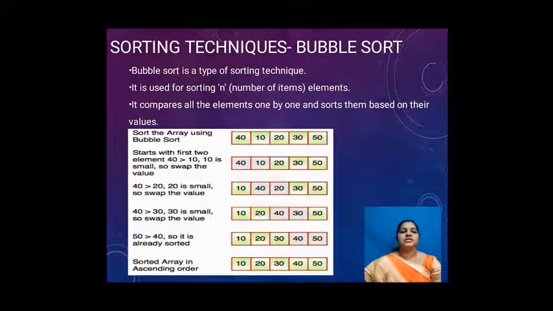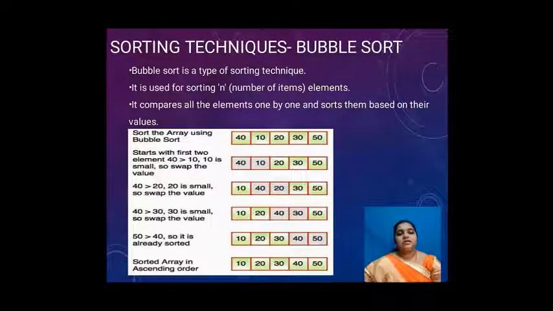So here is an example of the bubble sort. Bubble sort is arranging a number of items either in an ascending order or a descending order. Here, by using the bubble sort, the first element 40 is compared with the next element 10. Since 40 is greater than 10, we swap the two values 10 and 40. Now the first position is 10 and the second position is 40.